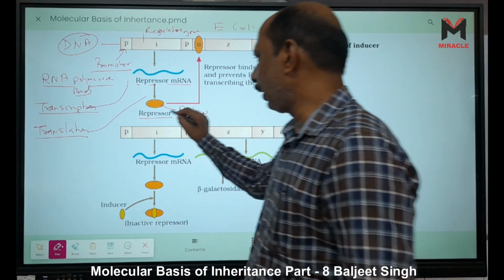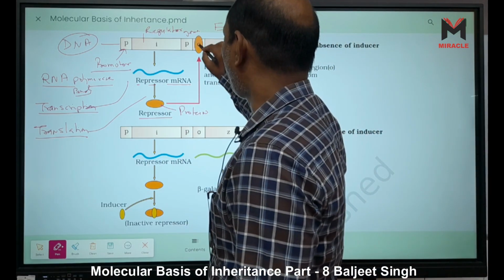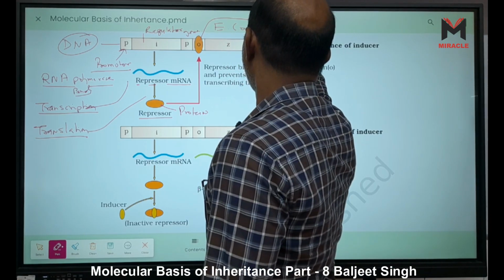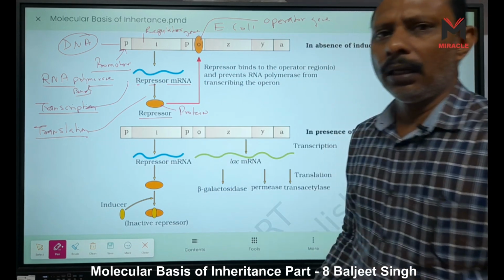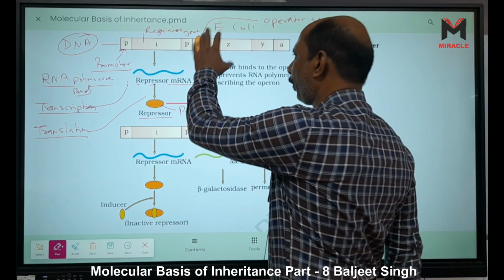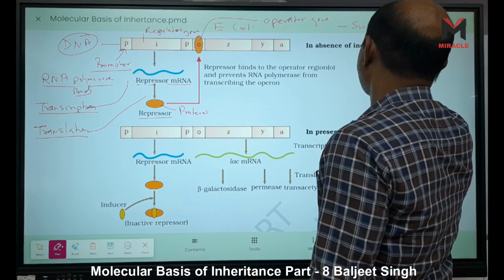Now, in the absence of any inducer, what happens to the repressor protein? It binds with the operator gene. This one is our operator gene. In the absence of any inducer, this repressor protein binds with the operator. When it binds with the operator, then what happens? Switch off. This process is called switch off.